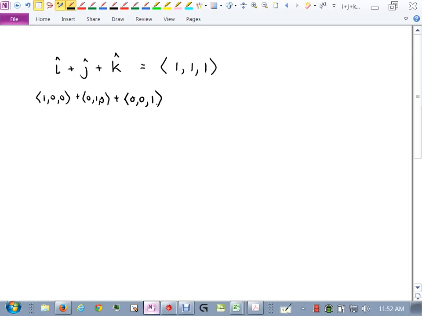Like if I write here i plus j plus k, what vector is that in angled bracket notation? This is the vector 1, 1, 1. Now the reason why is because i is what? 1, 0, 0. j is 0, 1, 0. And k is 0, 0, 1. So when you add these together, you add their components, and you get 1, 1, 1.